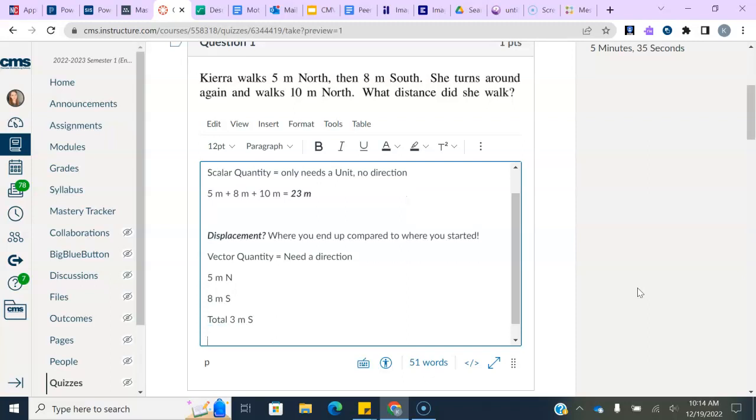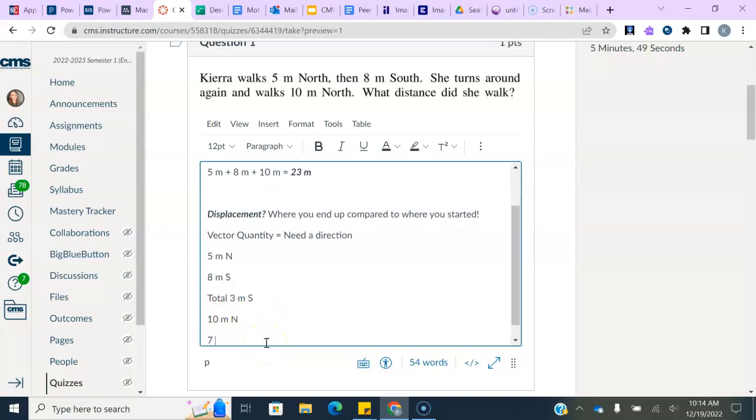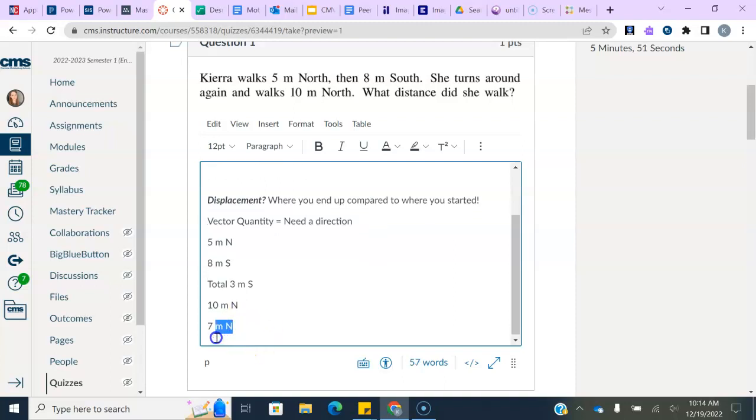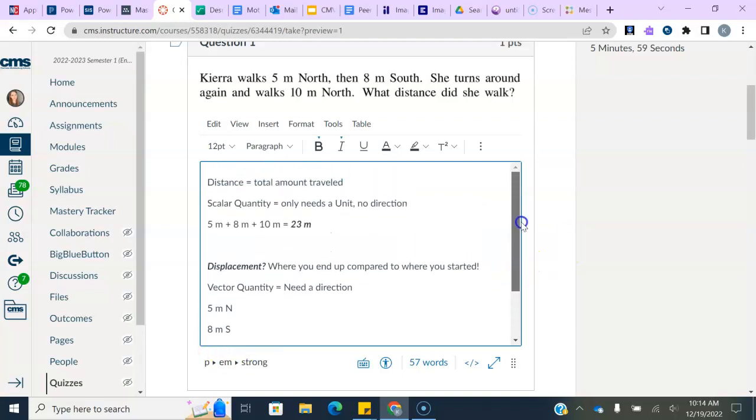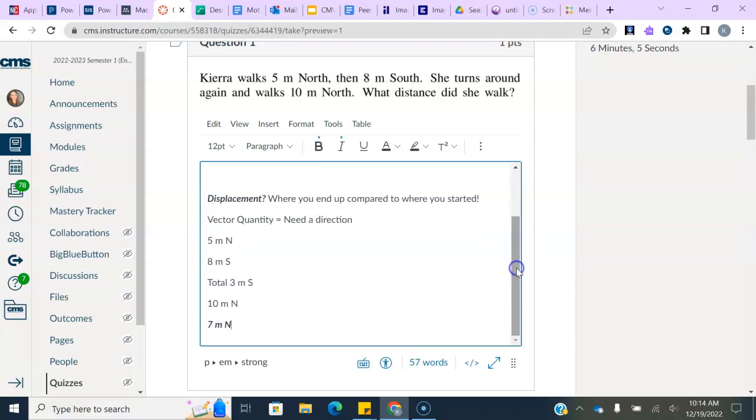However, it also says she turns around again and goes 10 meters north. So 10 minus 3 would be 7. So in total, she would go 7 meters north. Her displacement would be 7 meters to the north, and it does need the direction. The distance is 23 meters because in total she walked 23 meters, but the displacement is only 7 meters north because in relation to where she started, she wound up 7 meters north of her starting point.